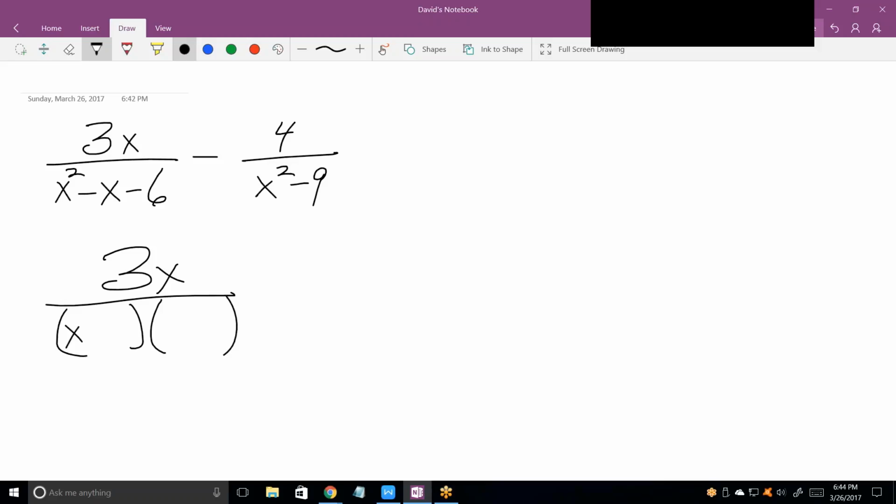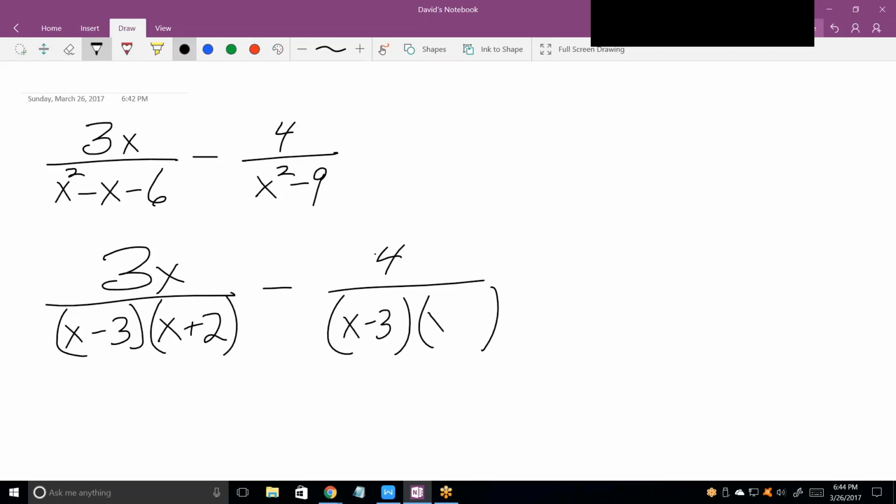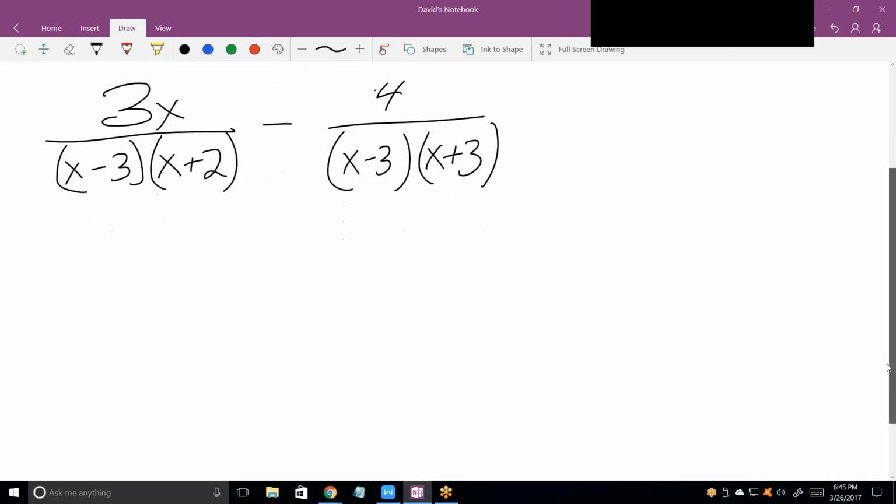X minus 3 and x plus 2. Good. Glad to see your factoring skills are good. What about over here? X minus 3 and x plus 3. Now, what is a common denominator? X minus 3. No? When you're subtracting fractions, how do you find, let's talk about that. How did you do this problem right here? How did you get a common denominator?